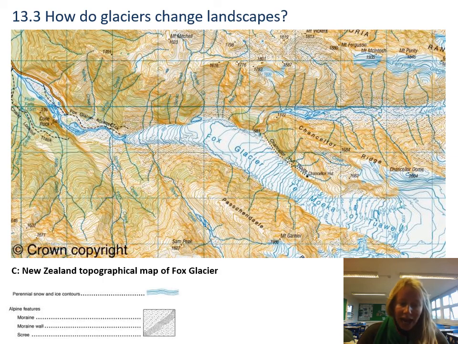And then we've also got our alpine features. So things like moraine, which is of course our sediment that's left behind by a glacier. You've got moraine walls, which is when deposition occurs all at once. And then you've got our scree, which is material that's deposited or eroded along a mountainside. So using this figure, you are going to answer those questions on the previous slide.